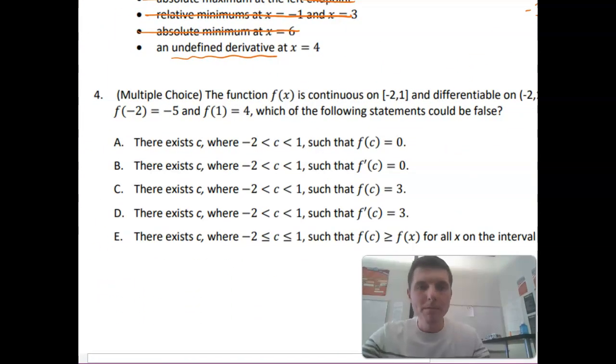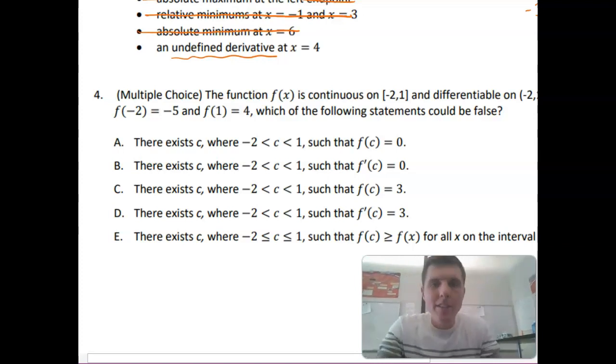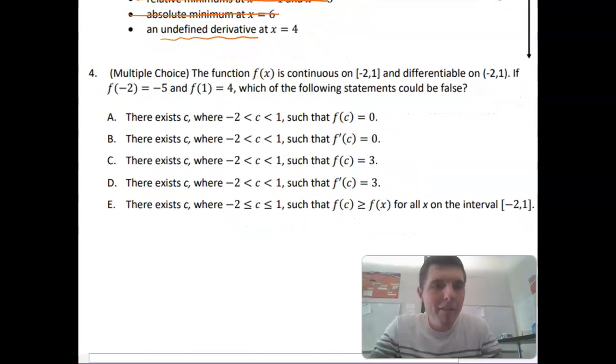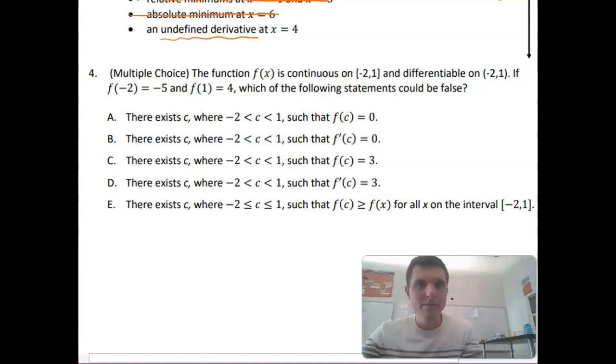Last one, number 4. A function is continuous and differentiable. Those sure sound to me like the mean value theorem conditions. If f of -2 equals -5 and f of 1 equals 4, which could be false? Okay, so we're trying to figure out which one's false.